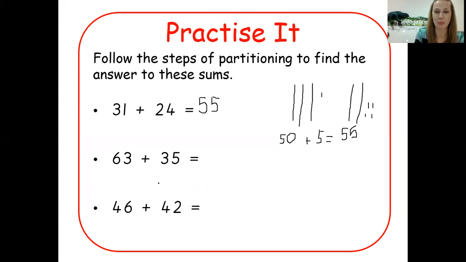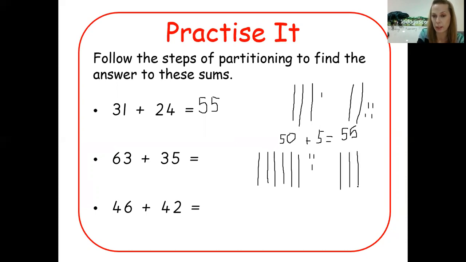Okay, so the next one, I'm going to show you how to do it slightly differently. Okay, so I'm still going to draw it. So I'm going to draw 63, 10, 20, 30, 40, 50, 60, 61, 62, 63, and 35. That's my second number. So that's 3 10s, 10, 20, 30, 31, 32, 33, 34, 35.